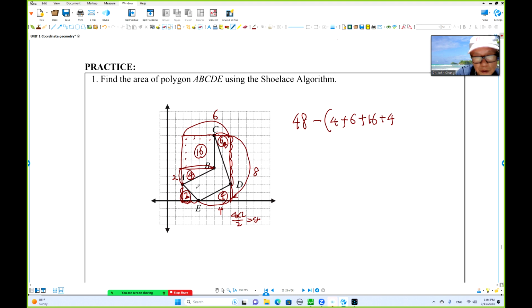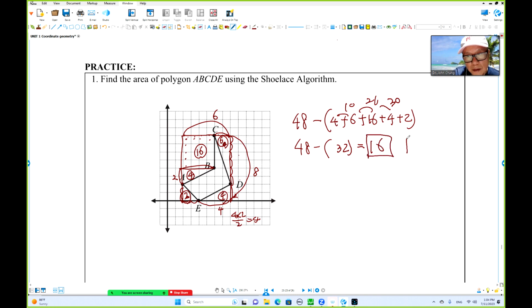And the other triangle is 2. Take up all these from the what? Rectangle. Okay? So we'll get the what? The area inside. Take over. 48 minus, this is 10, this is 26, this is 30 and 32. The area of this one is 16. This is the box method.